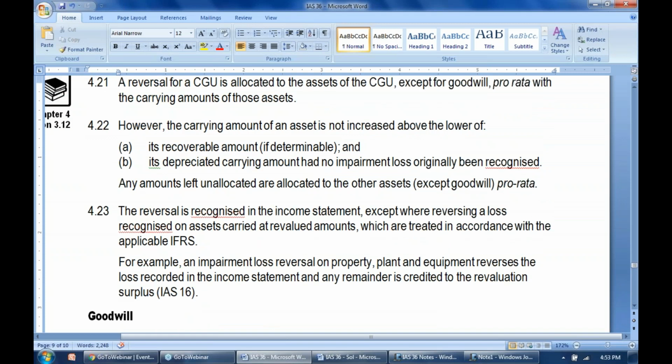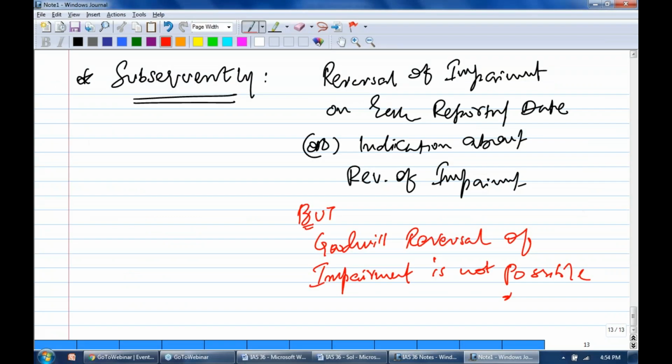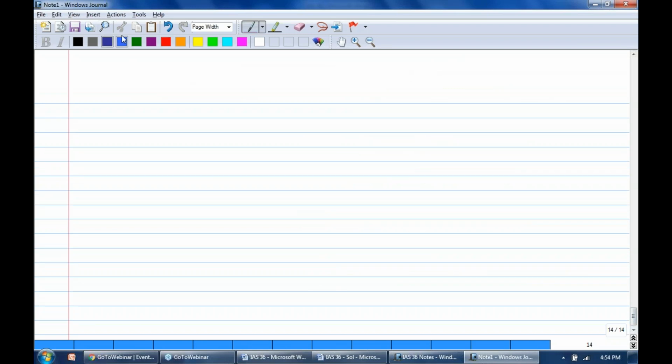Candidate, one very important point we need to consider with respect to the reversal, a very important thing we need to consider.